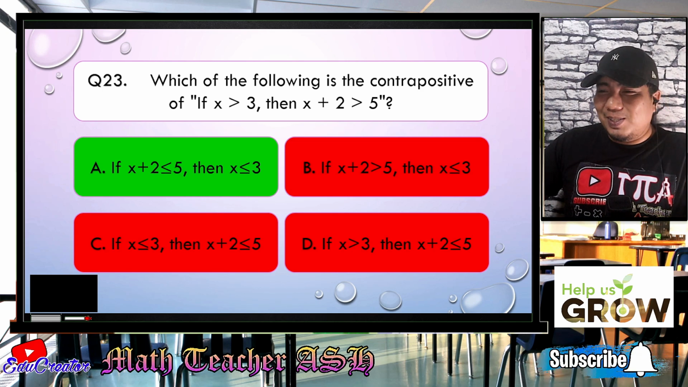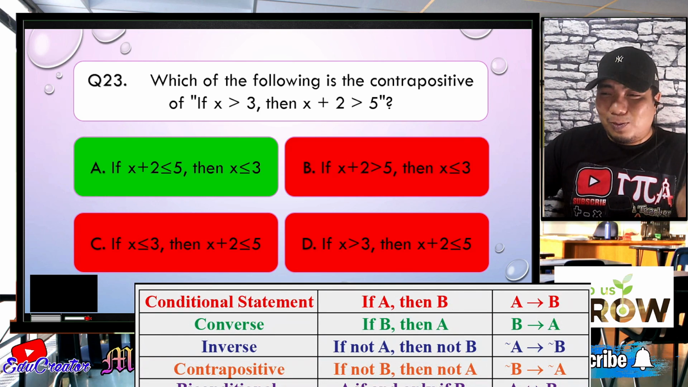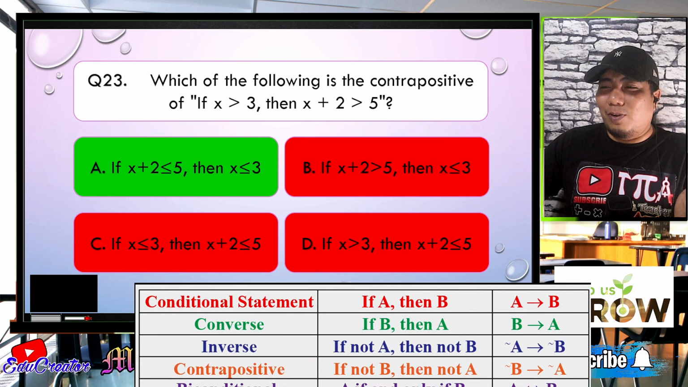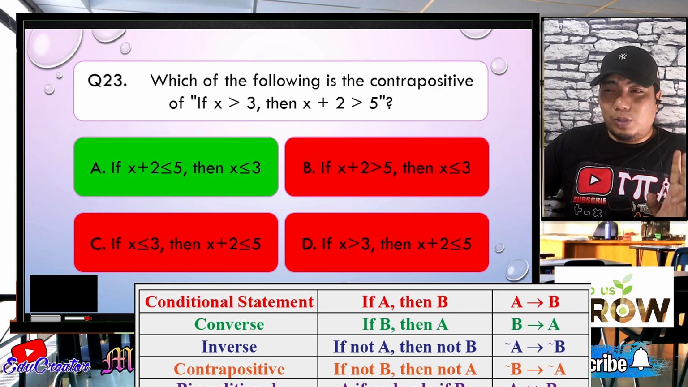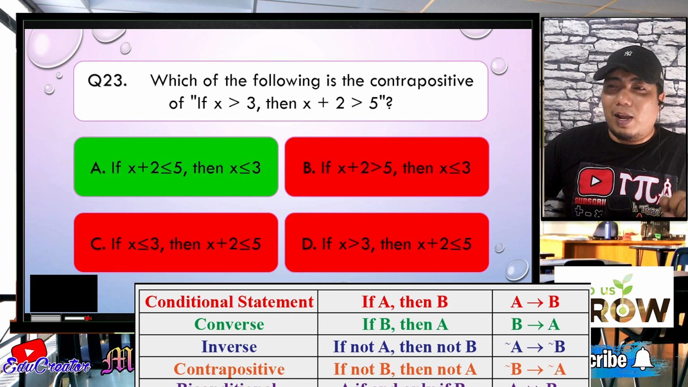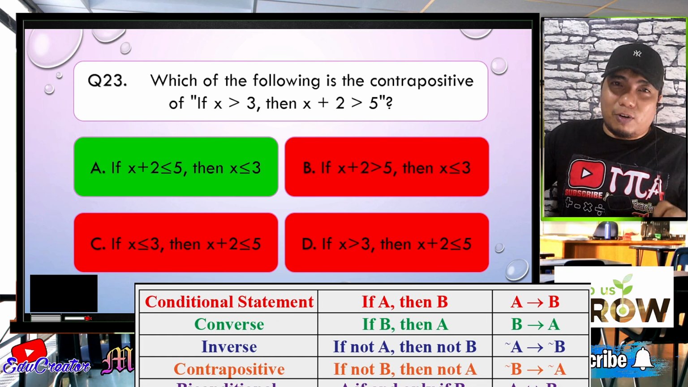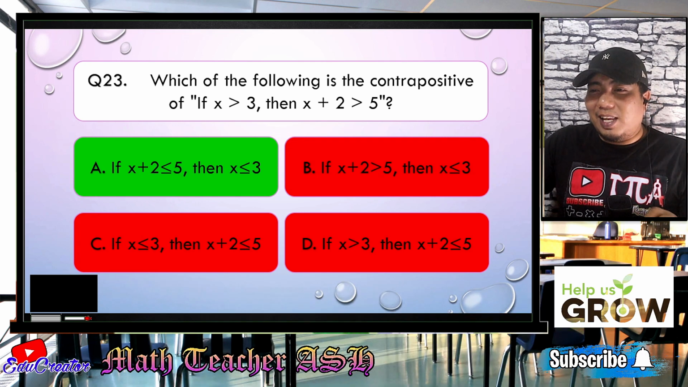So let me just remind it to you, my dear math learners, that this is what I'm talking about. For converse, if B, then A. Inverse, if not A, then not B. Contrapositive, if not B, then not A. As you can see here, the conditional statement and converse statement are the same, not using negation, but they are interchanging. While the inverse is the negation of the conditional statement and the contrapositive is the negation of the converse. I hope that's clear to you, my dear math learners.